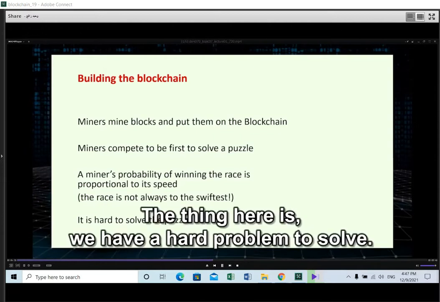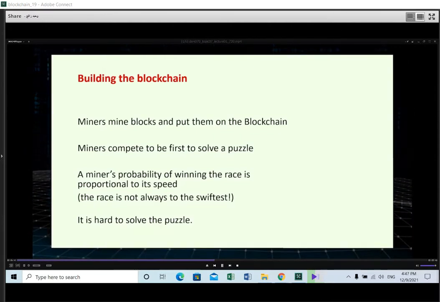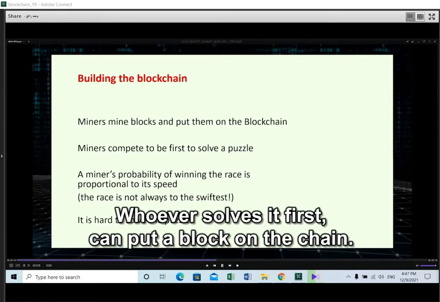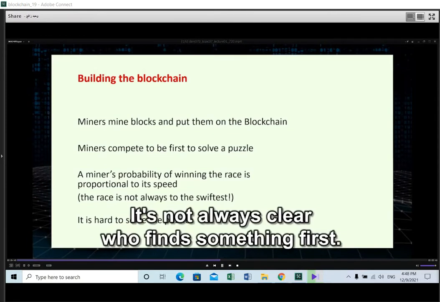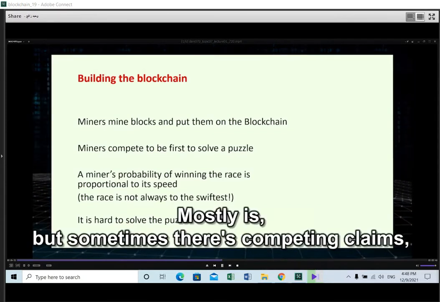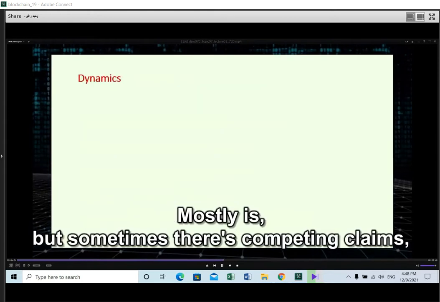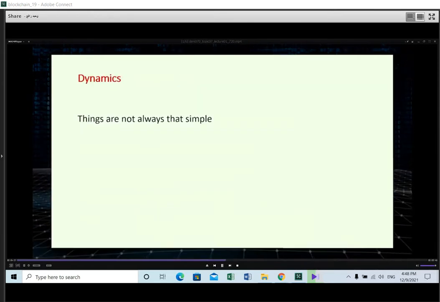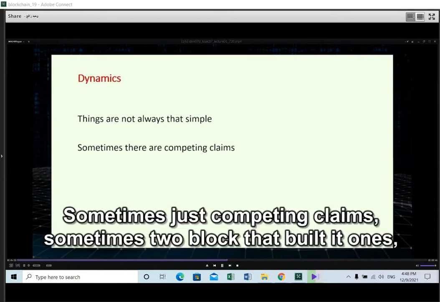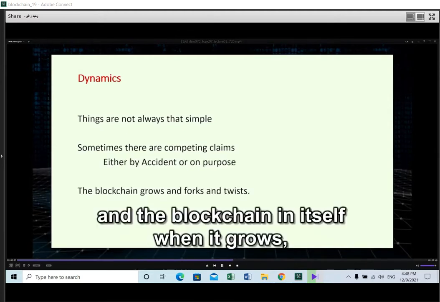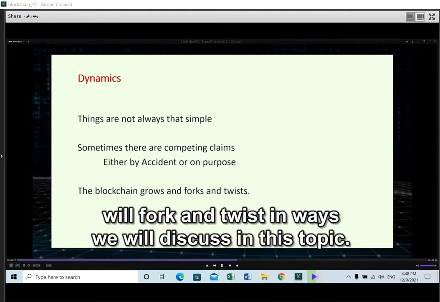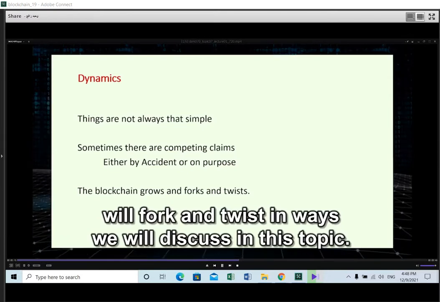So the thing here is we have a hard problem to solve. Whoever solves it first can put a block on the chain. It's not always clear who solves it first. It mostly is, but sometimes there are competing claims, and that's one of the things that happen. Things are not always that simple. Sometimes two blocks get built at once. Sometimes some people try to do something malicious, and the blockchain, as it grows, will fork and twist in ways we will discuss in this topic.